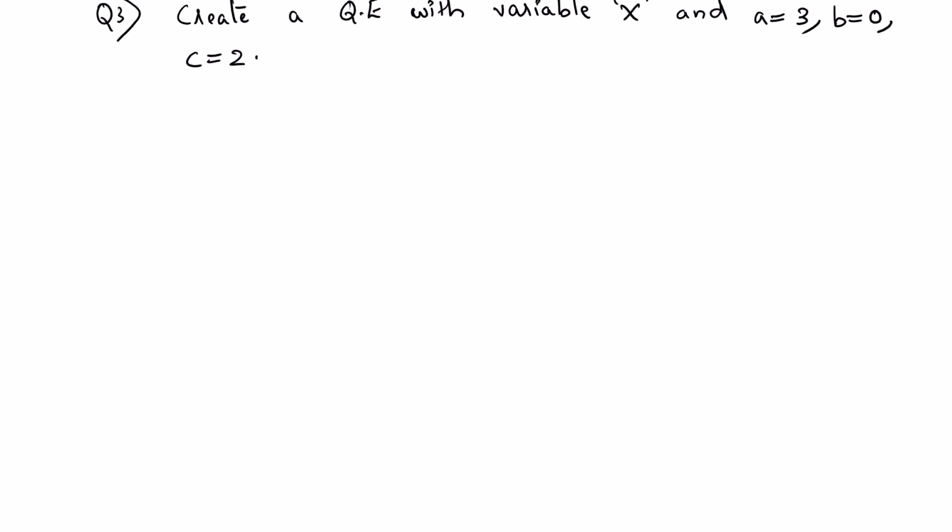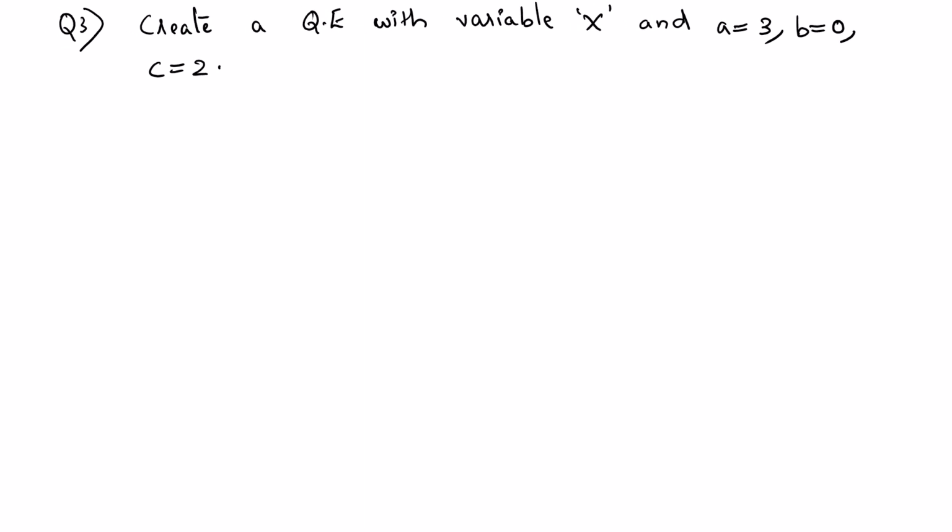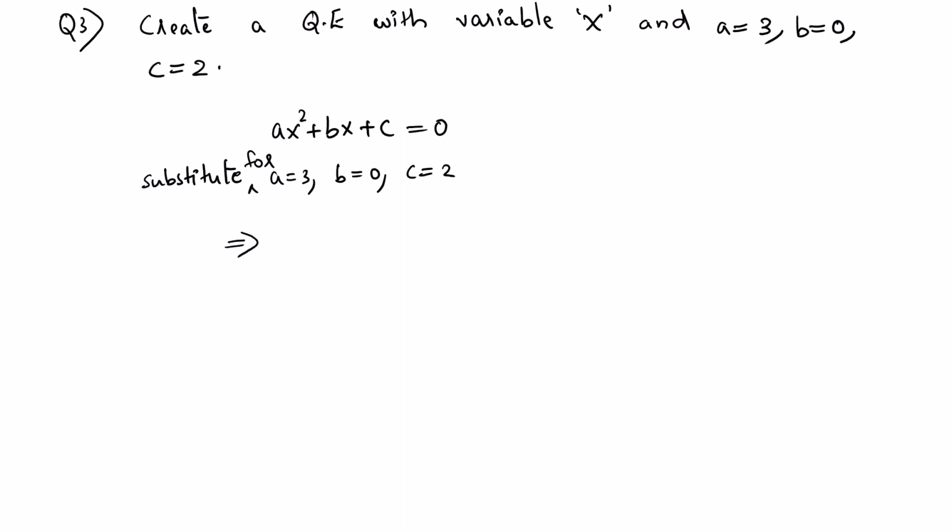Now again you have to write what is the general form of a quadratic equation. So ax square plus bx plus c equal to 0. This is the general form of a quadratic equation. Now substitute for a equal to 3, b equal to 0 and c equal to 2. You have to substitute these values. Now the equation becomes 3x square plus 0x plus 2 equal to 0.